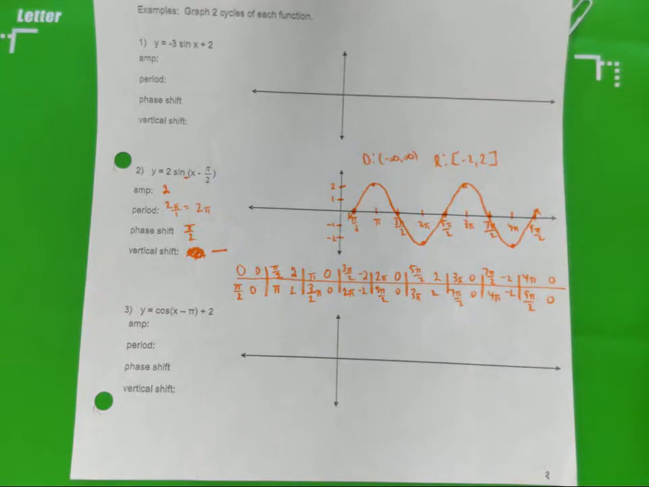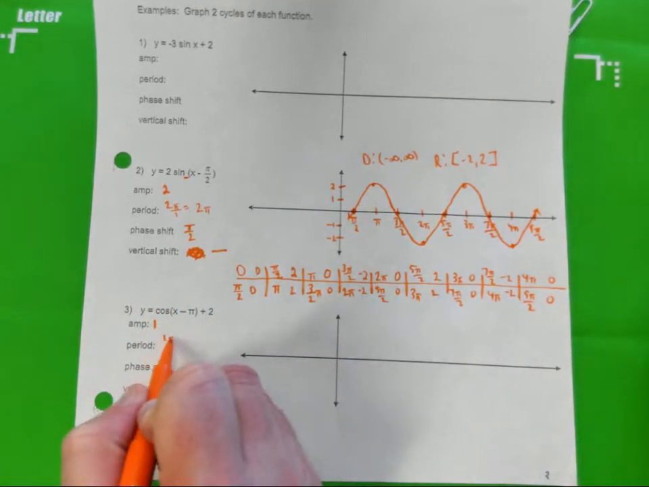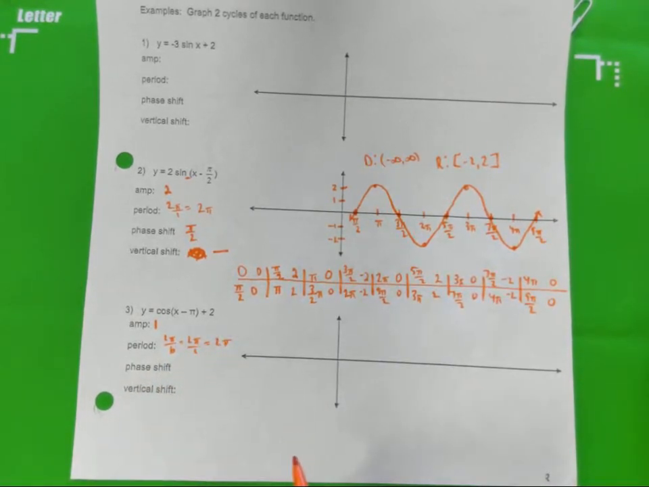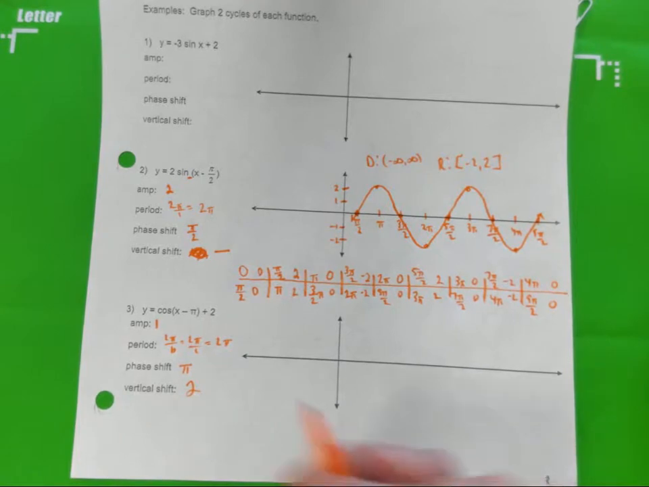All right, number 3. What is my amp there? 1, yep. Period. What's my period? 2 pi over b. What's my b? 1, so it's 2 pi. Yes, right now today, a bunch of your periods are going to be 2 pi. They get a lot harder. We're doing an intro today. Do I have a phase shift? What's my phase shift? Pi. Opposite of what you see. What's your vertical shift? 2. So in this case, we're going to have a phase shift and a vertical shift. So I'm going to have to add something to my x and add something to my y. Okay?